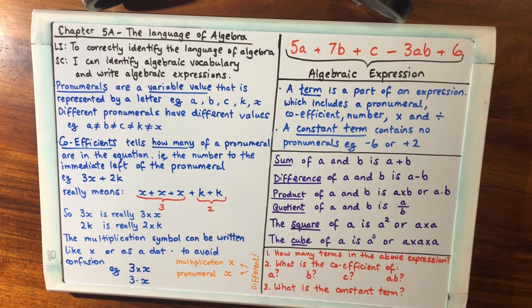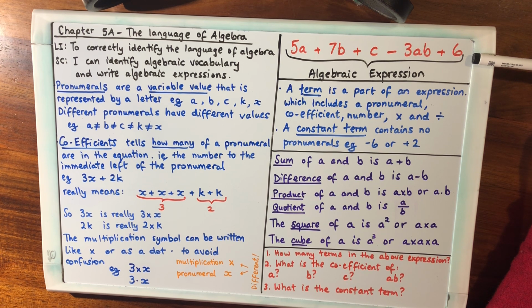Let's look at the algebraic expression in the top right-hand corner. 5a plus 7b plus c minus 3ab plus 6. That's quite a large, long algebraic expression. You might have seen smaller, shorter ones last year. But the whole expression itself is kind of like a sentence, and it's made up of different parts.